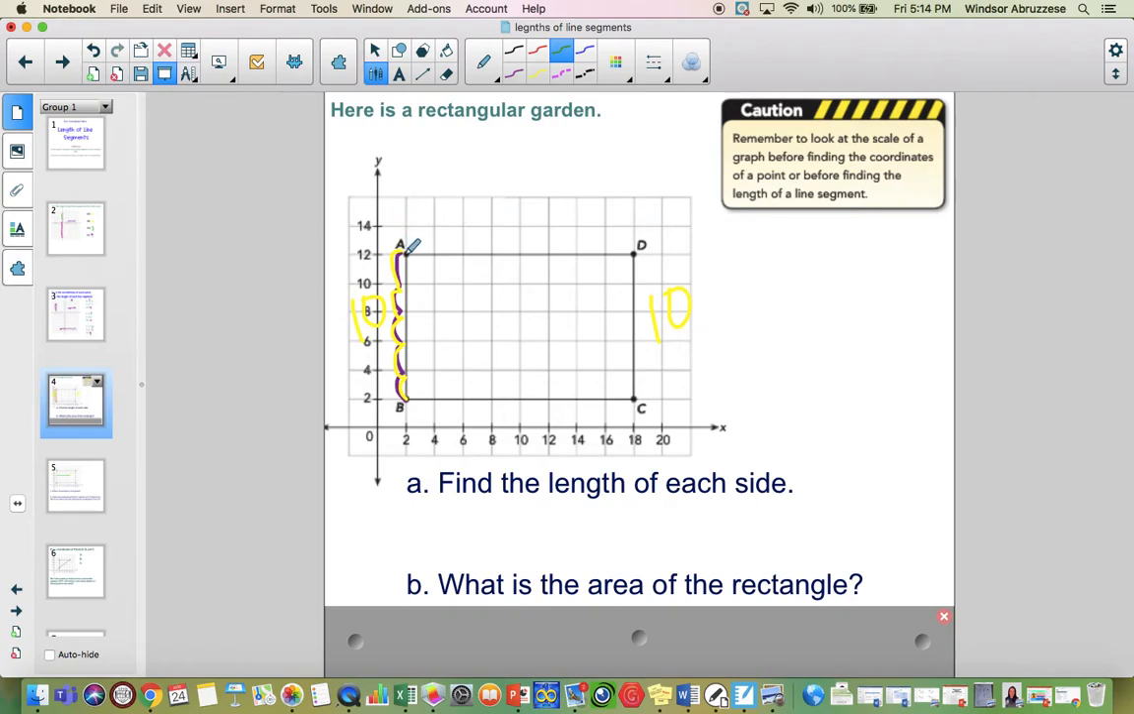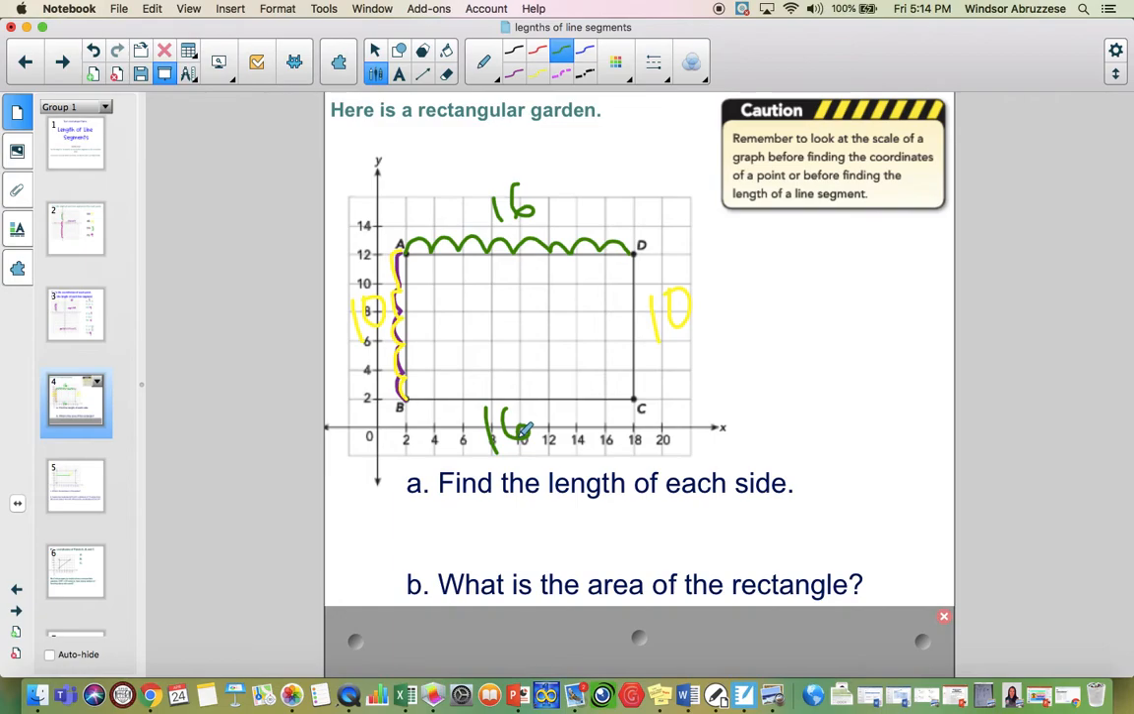AD is, again, you could count the boxes, but just be careful because it goes by 2. So we're going to count by 2. 2, 4, 6, 8, 10, 12, 14, 16. So this length is 16 units, which means BC is also 16 units.